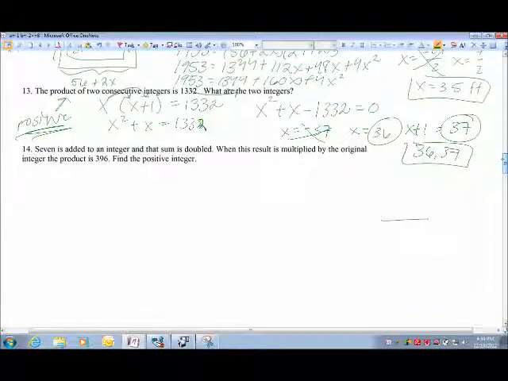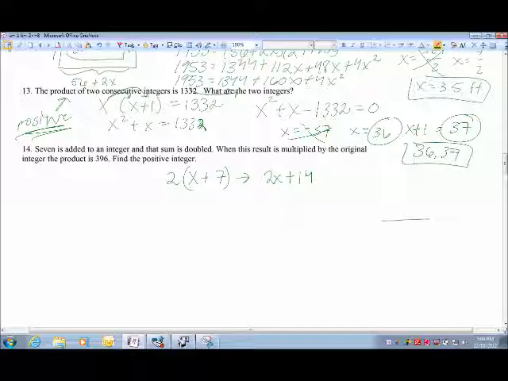Last problem, 14. 7 is added to an integer, and that sum is doubled. So I'm going to represent the integer as x, and we add 7 to that integer, and then we're going to take that sum and double it. So when we distribute that, we get 2x plus 14. Okay, when this result is multiplied by the original integer, the product is 396. So the original integer is x, and we multiply it by the result of 2x plus 14.